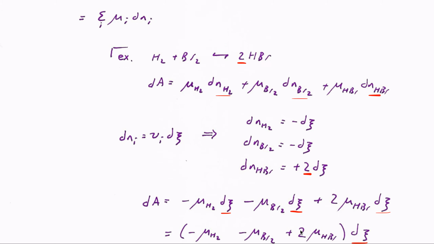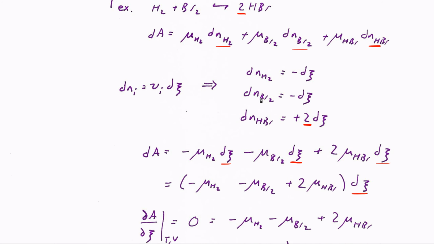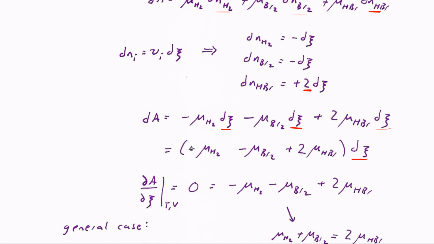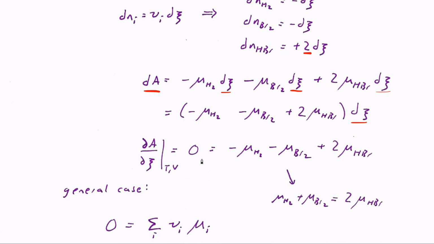Remember my goal: if I scroll backwards a little bit, the equilibrium condition is that dA over d-squiggle must be equal to 0 when I'm at equilibrium. So if I take this result that we've just found, which writes dA in terms of d-squiggle, then the derivative dA over d-squiggle must be 0 if I'm at constant temperature and volume and I'm at equilibrium. That derivative is just this term in parentheses after I've divided away the d-squiggle, and that's minus mu H2 minus mu Br2 plus 2 mu HBr. Those things must sum to 0.